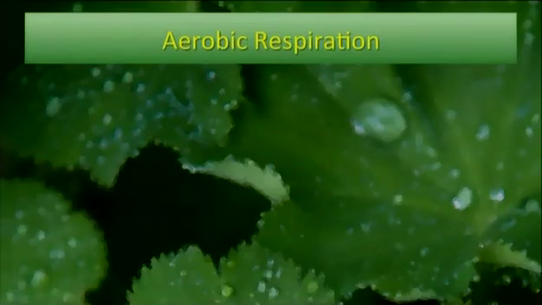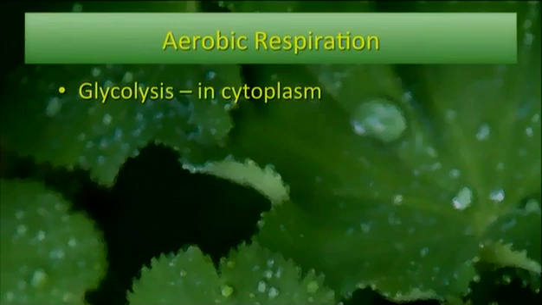Okay, so aerobic respiration includes glycolysis. Aerobic respiration happens in 3 parts. You have glycolysis, which happens in the cytoplasm. You have the Krebs cycle, which happens in the mitochondrial matrix, and you have the electron transport system, which happens in the inner membrane of the mitochondria.